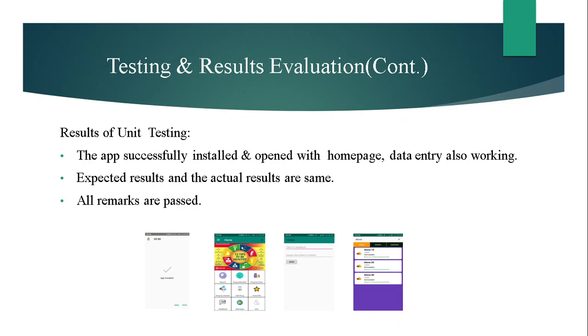Results of unit testing. Here we know when the expected results and the actual results are same, we can say all remarks are passed. In the project, the app run successfully. The app successfully installed and opened with a home page. This is for testing, for test case for installation, and for test case for data entry. The data entry is also working. So the expected results and the actual results are same, and we can say all remarks are passed.